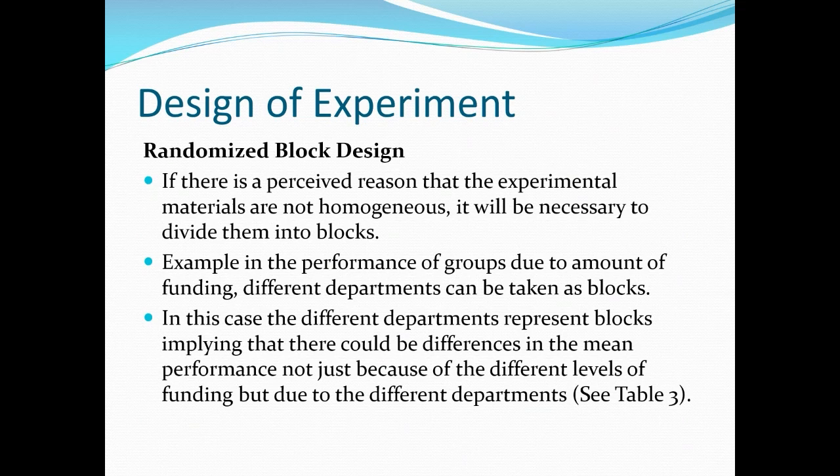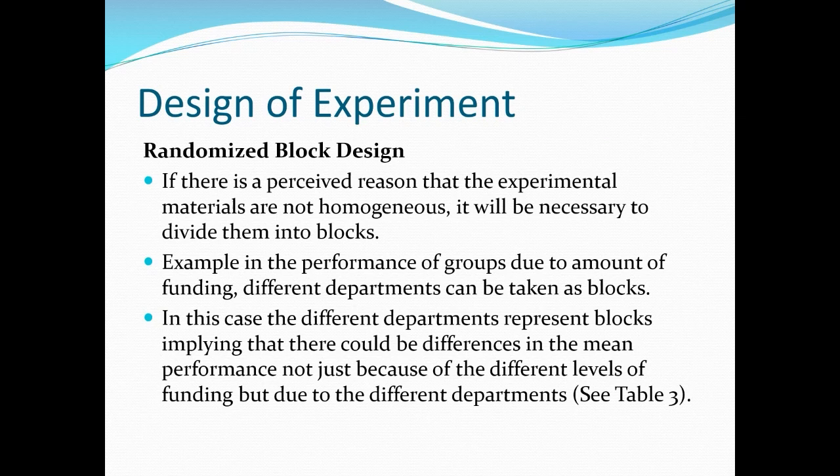But if there are differences in departments, maybe some are scientific, some are arts, and others are simply administrative. Administrative wouldn't come in because we are talking of publications. So in that case, you have a block design, a randomized block design, in which you treat separate departments separately.